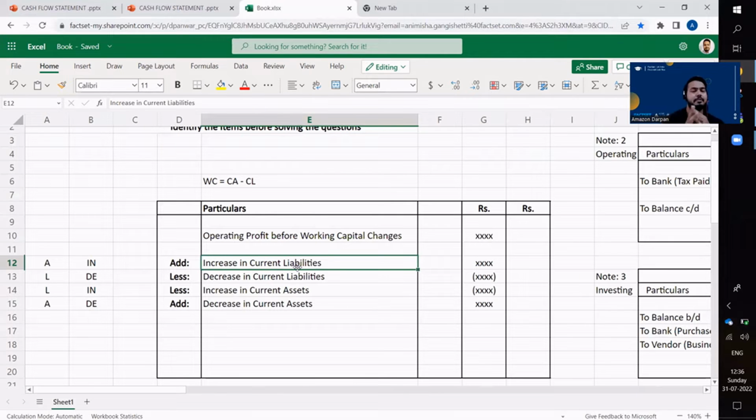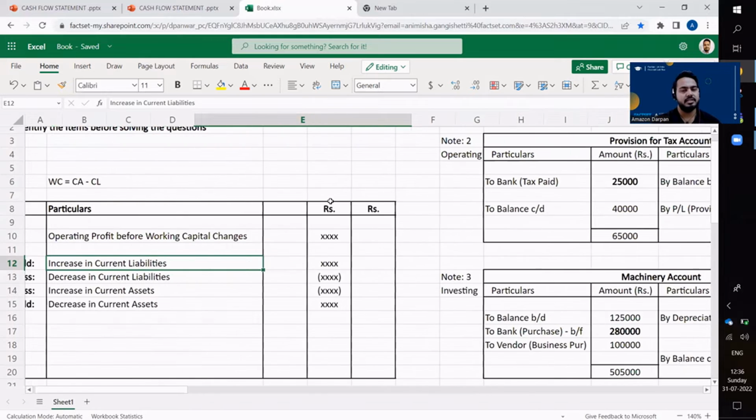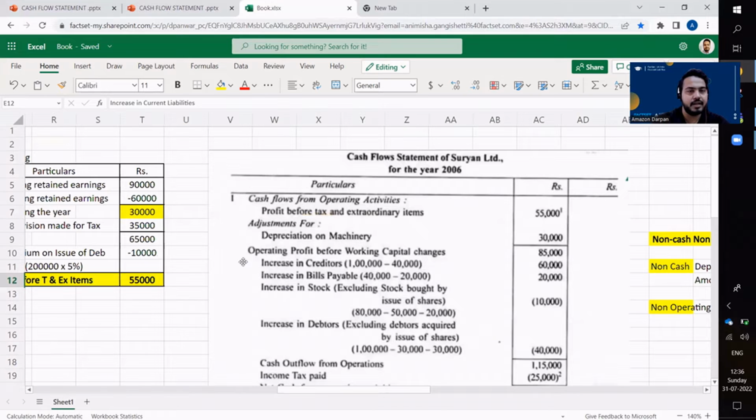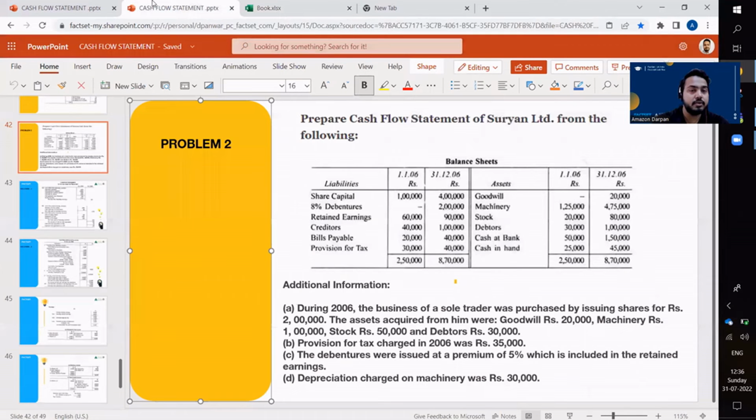So I think this might go a bit over your head maybe, but if we look at the example question now, you will clearly be able to understand. Okay, so we'll also look at this part as well. So first we'll proceed to the cash flow statement, to the question part.